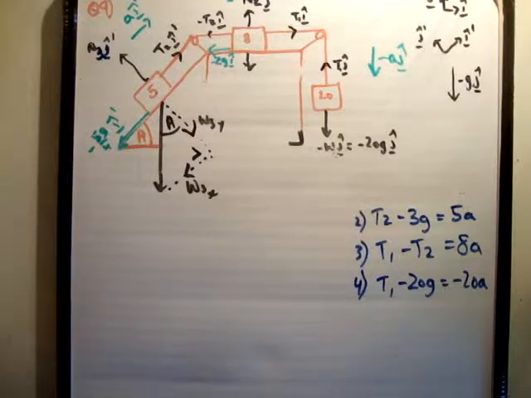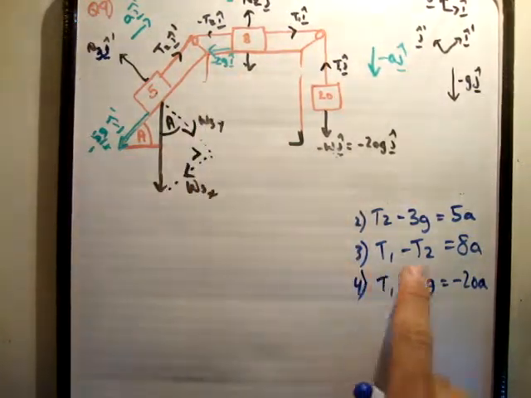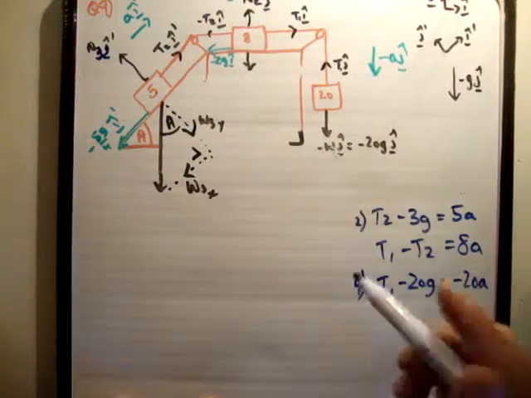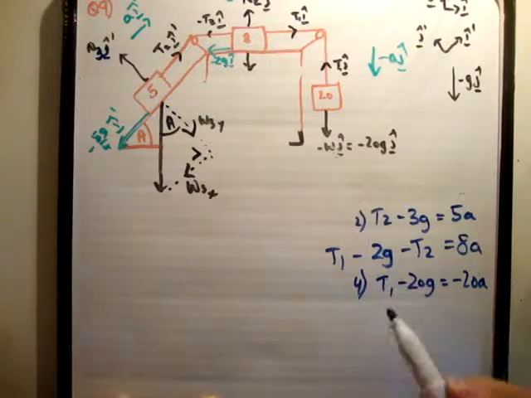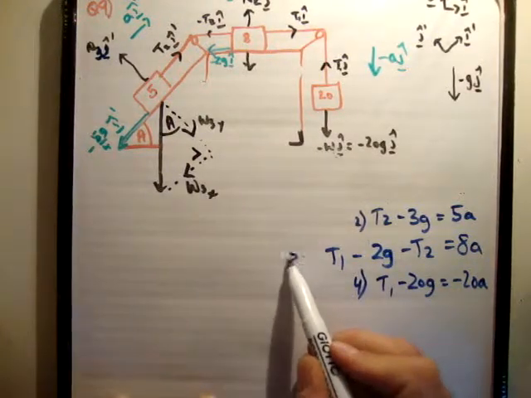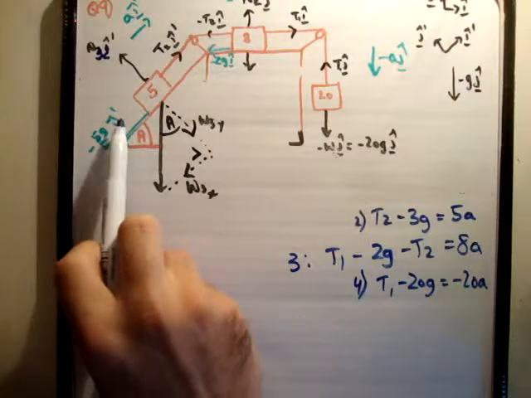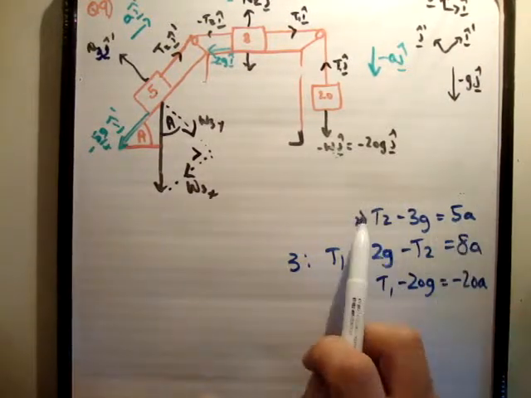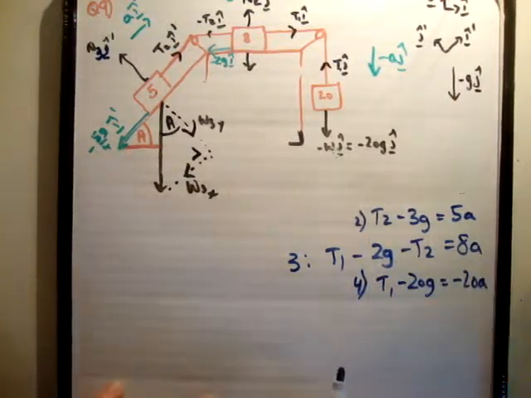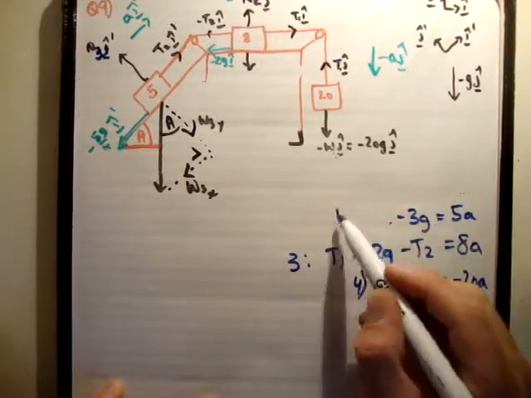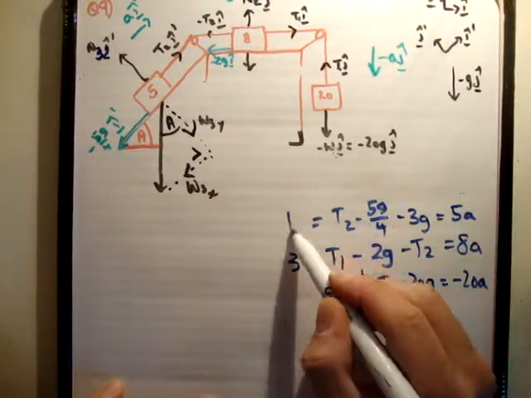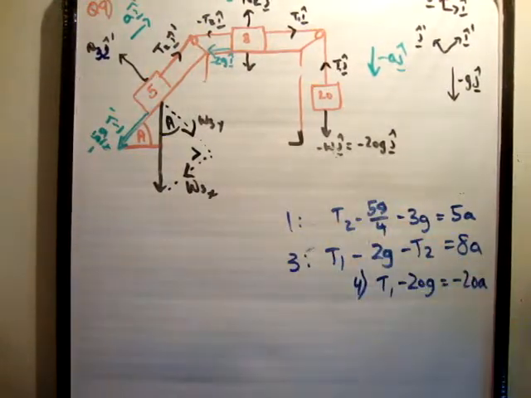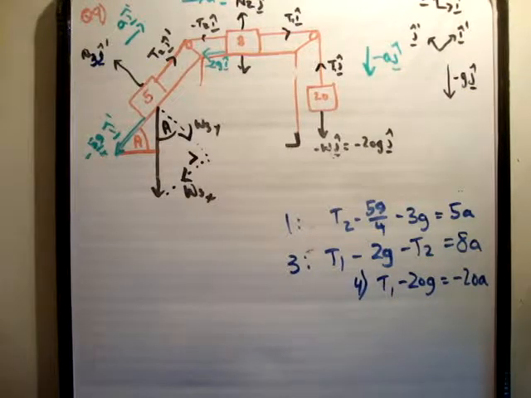For the 2g, that goes onto this equation here, so it's actually T1 minus 2g minus T2 is equal to 8a, so this is equation 3. Then for the 5 kilogram particle, that's this equation here. We just need to tag in this negative 5g over 4. So you have T2 minus 5g over 4, and that's equation 1, like so. That was pretty straightforward, and the rest is just doing the exact same thing as we did for the first part.